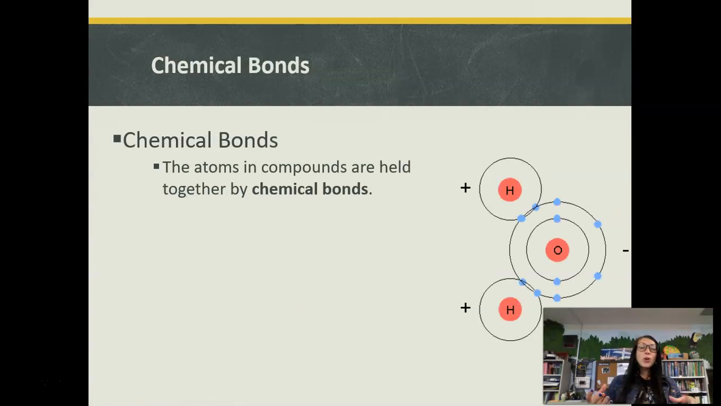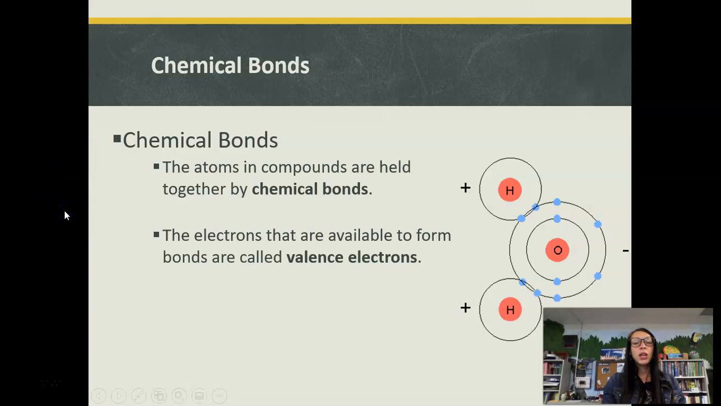Now, in order to make these chemical compounds, we have to hold things together via chemical bonds. There are 2 major chemical bonds that we're going to talk about. So, the atoms in a compound are held together primarily by chemical bonds. The electrons that are available to form these chemical bonds are called valence electrons. Remember from physical science that electrons are held in the shells of the atom. The first one can only hold 2, the second one 8, and so on and so forth. The electrons that are available for bonding are only those electrons found in the outer shell or the outer valence, the valence electrons.